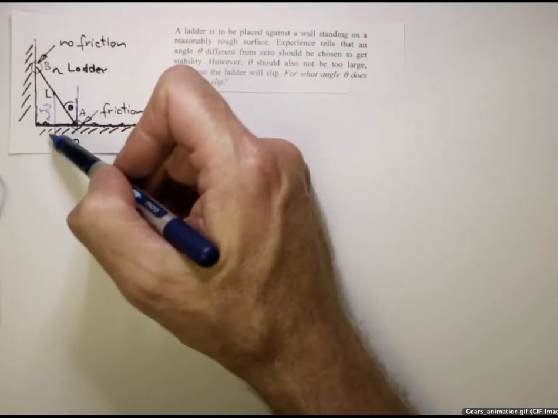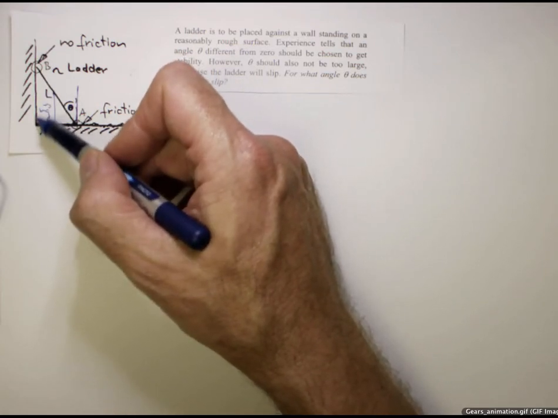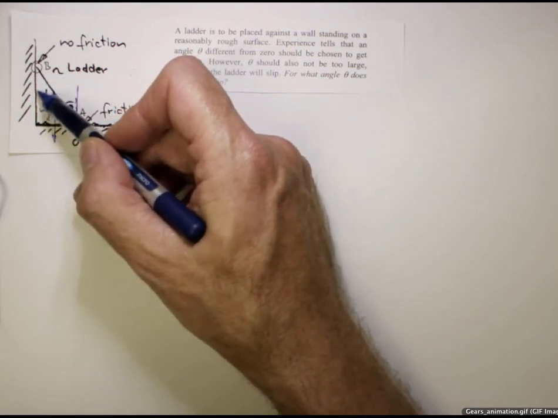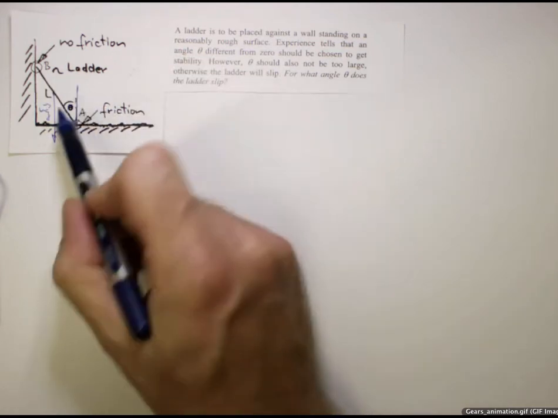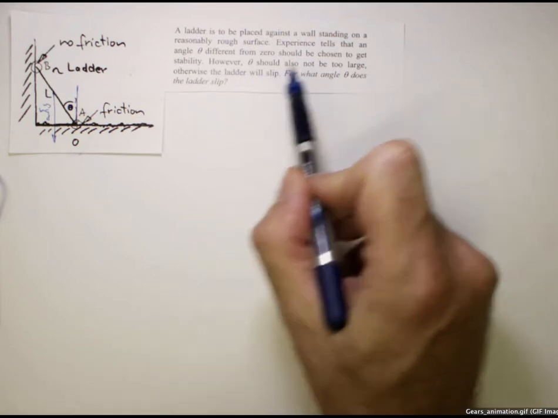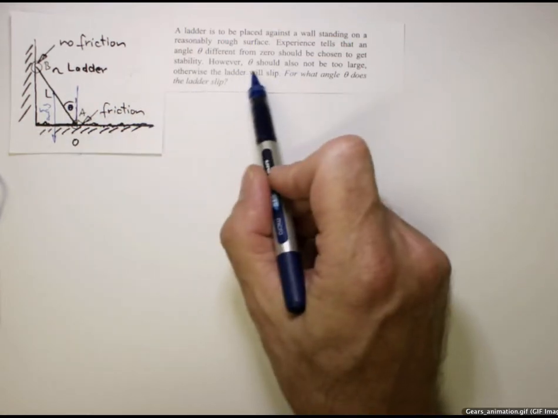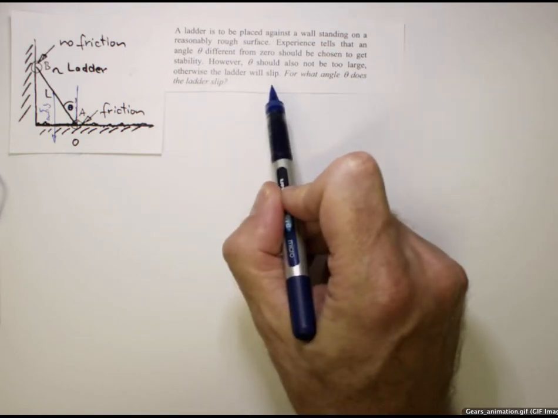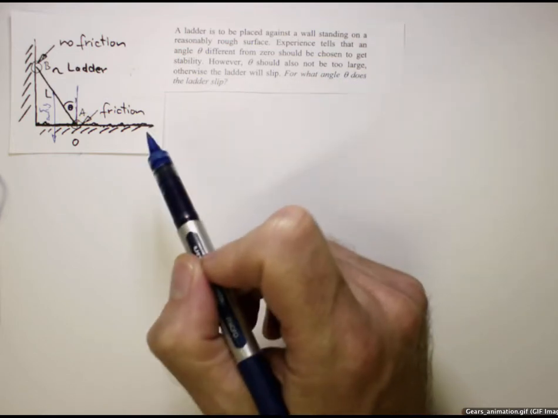Well, if the angle was 0, then it would be a very unstable situation in any case, because you can't put your own weight into the center of mass and the ladder will fall over to the back. So we have to assume, in order to have a non-trivial situation, that theta should be finite, but theta should also not be too large, because otherwise the ladder will slip. And the question, of course, is for what angle theta does the ladder slip?